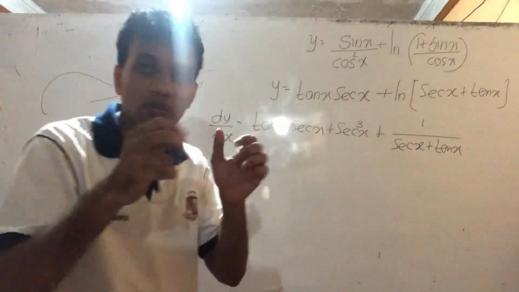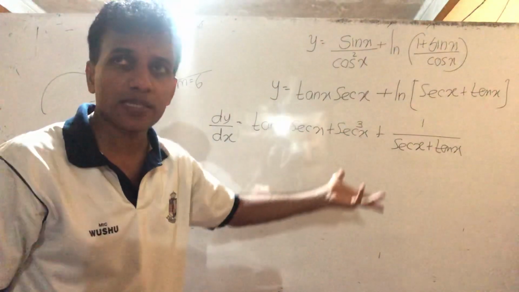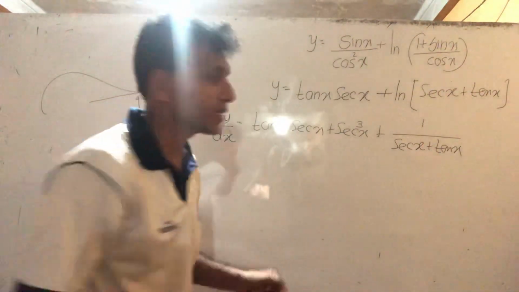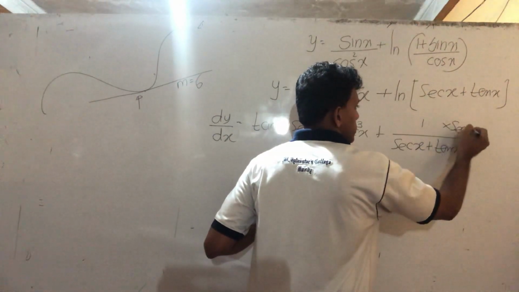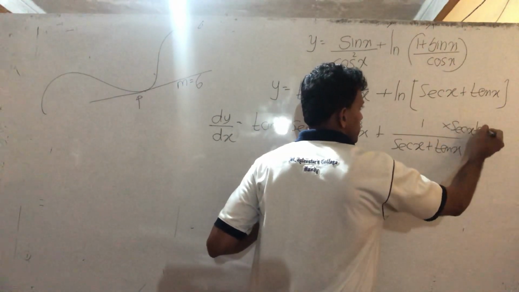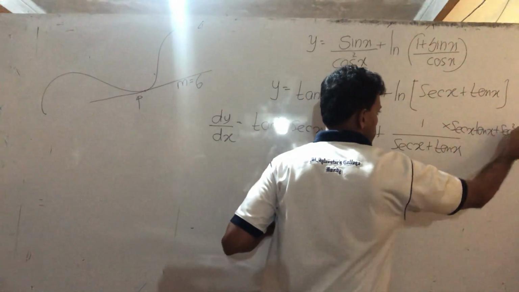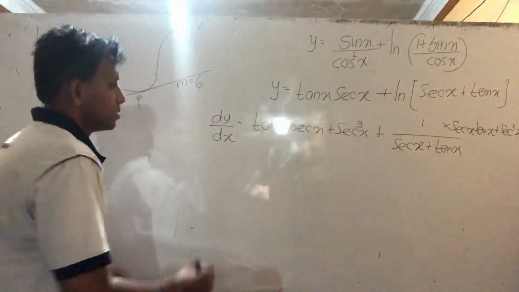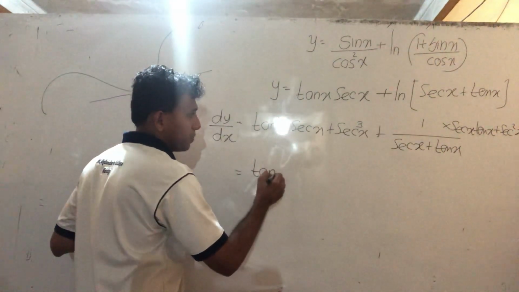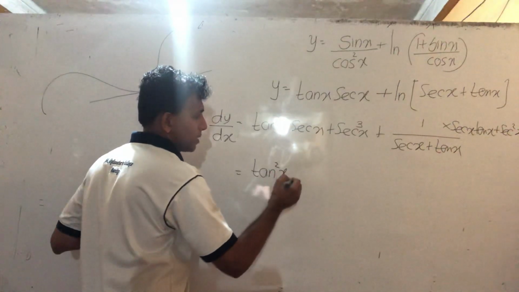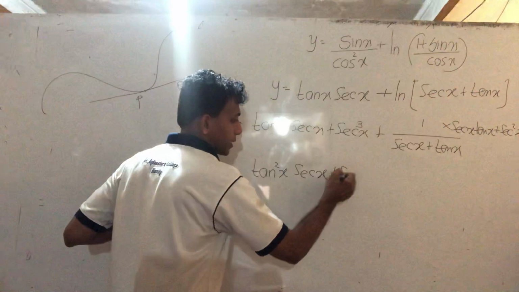Log x differentiation is 1 over x. Now in a function, again, sec x differentiation is sec x tan x, and tan differentiation is sec square x. So therefore, tan square x sec square x sec x plus sec cube x.